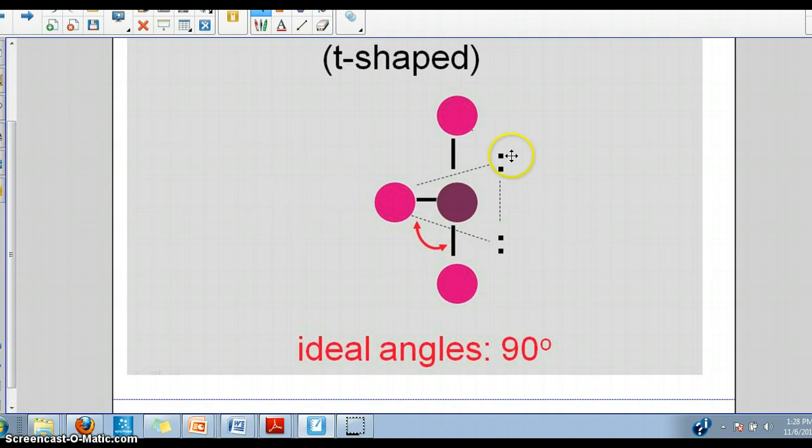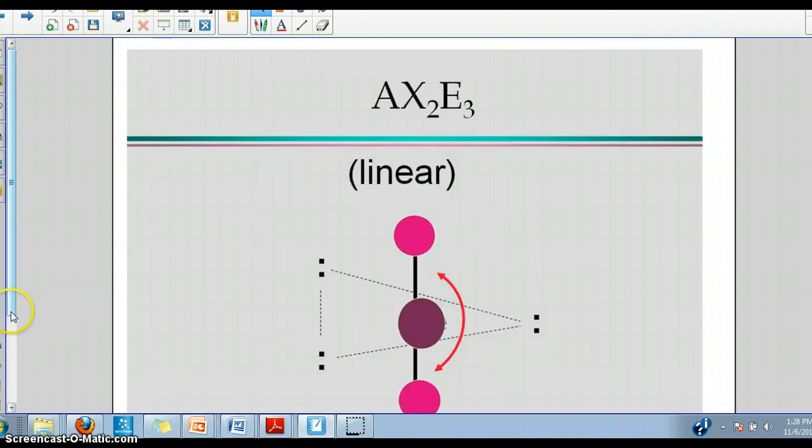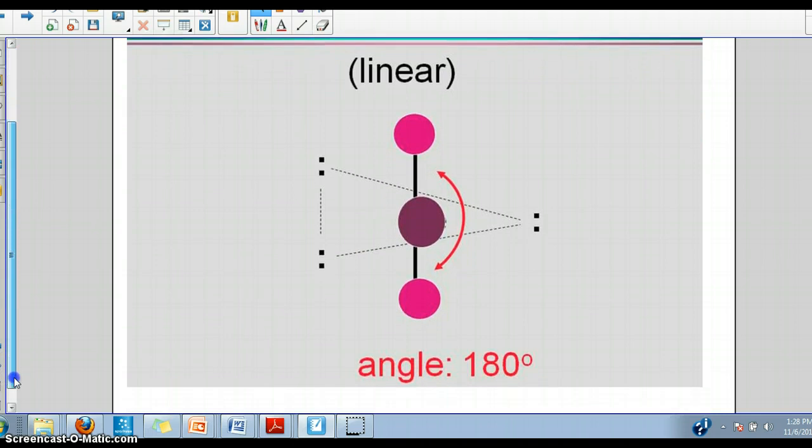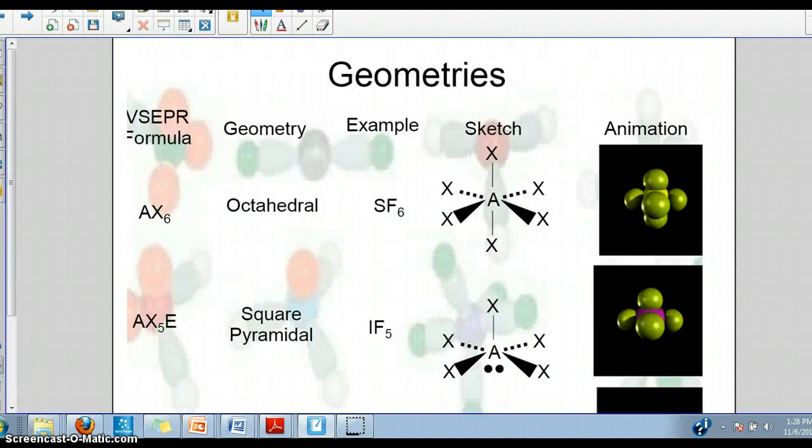They're going to give you bond angles of 90 degrees. So you'll have 90 degrees every direction. Okay, all right. And the last one, linear, it's going to have a 180-degree bond angle, just like linear did in the very beginning example.